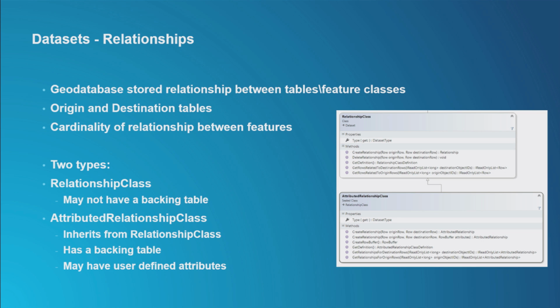The relationship classes in this model come in two types. There is the relationship class, and this is maybe a sort of in-memory thing. We store the definition in the geodatabase, but there's no actual physical object in the geodatabase that models it. Or there's an attributed relationship class, and this is a relationship in which the user has defined some attributes on that relationship. Like if you think about parcels and owners, maybe the percentage of ownership is on the relationship between those two things. This type of relationship class, attributed, has a physical table in the database that backs it.